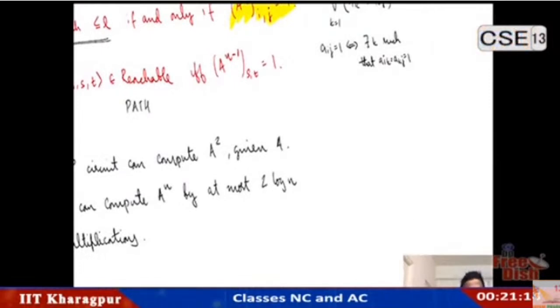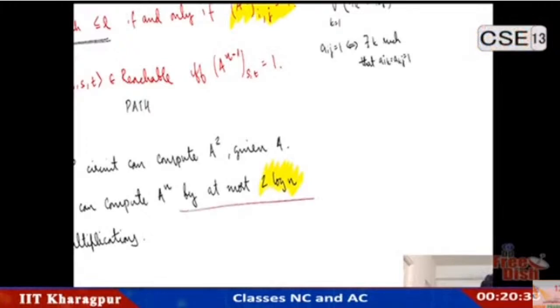So we have seen how to compute a product of two matrices using an AC0 circuit. Now we could repeat the same idea. You could compute A squared using that AC0 circuit, and then A power 4 using A squared as input, and so on. And if you use the idea of repeated squaring for the exponentiation, we could compute A power n by using at most 2 log n multiplications. This is something that is not very difficult to see, something that you can work out.